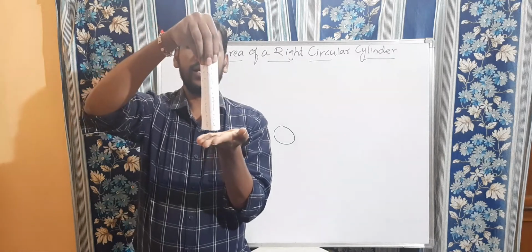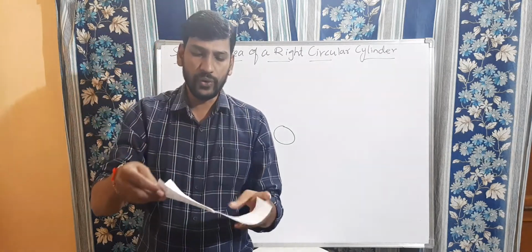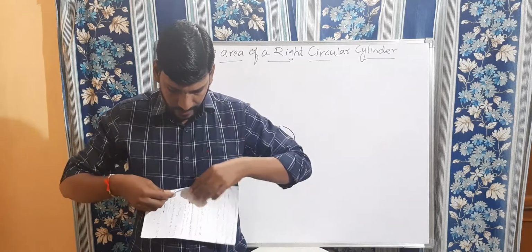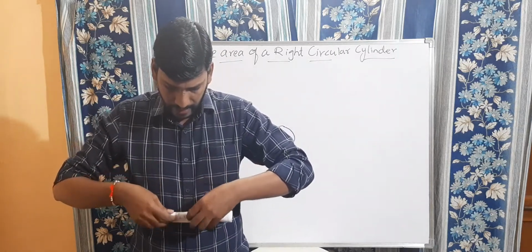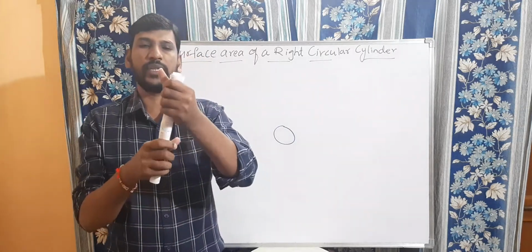One circle is in the bottom. Even though you can fold along with width also, or breadth also. Along with the breadth also, whatever you have, the rectangle. Very simple, you can make a cylinder with a paper.